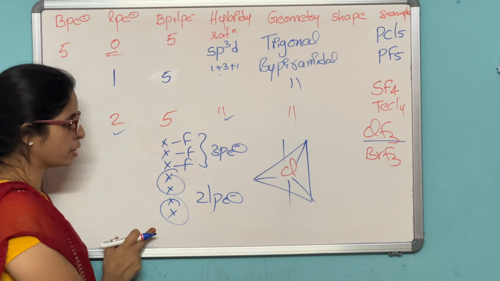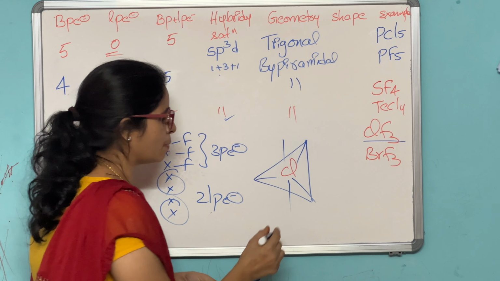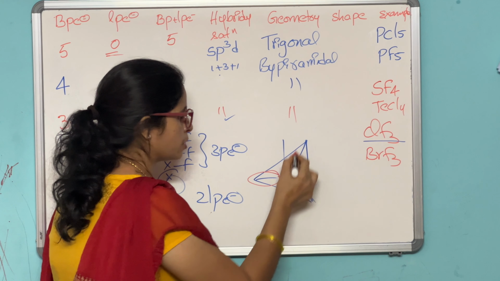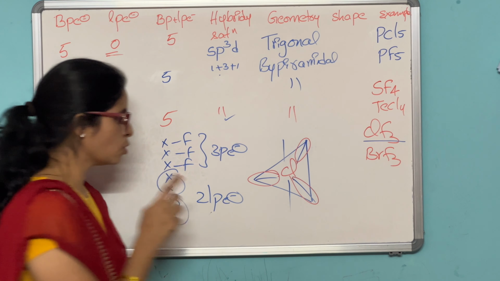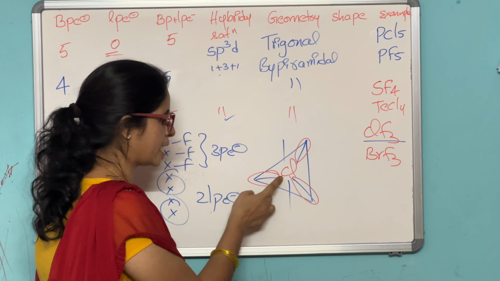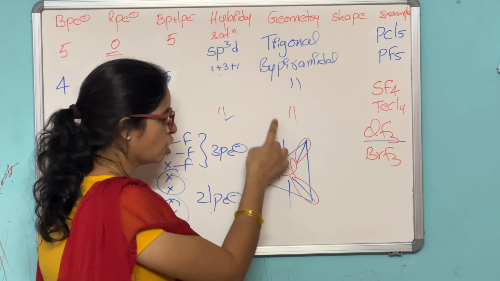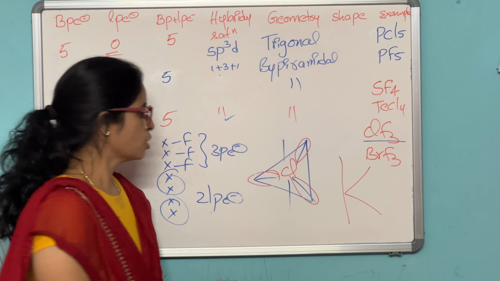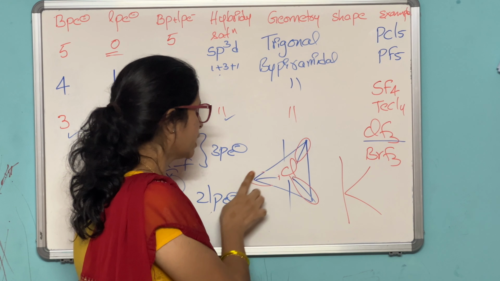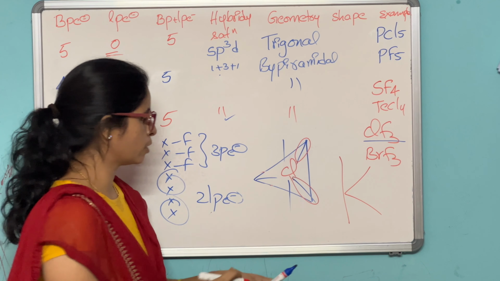Now, where to keep these 2 lone pairs? As usual, what are the equatorial positions? This is an equatorial position, this is an equatorial position, this is an equatorial position. If one lone pair is there, you can keep it here, and the structure will be a seesaw structure. If 2 lone pairs are there, they will occupy 2 equatorial positions.